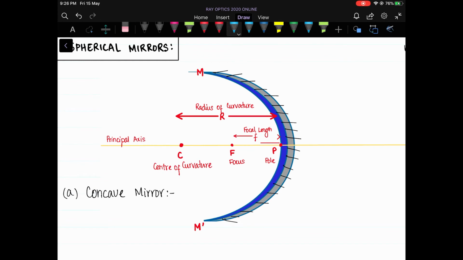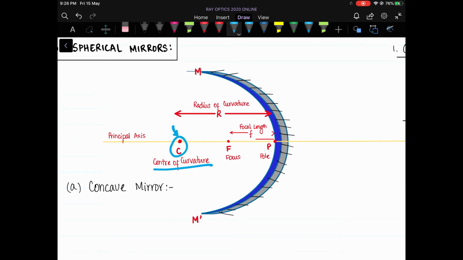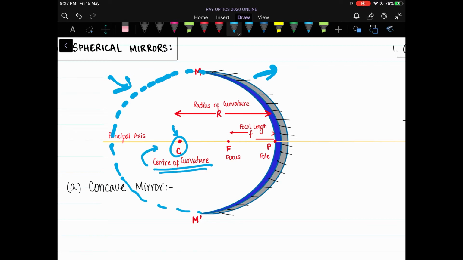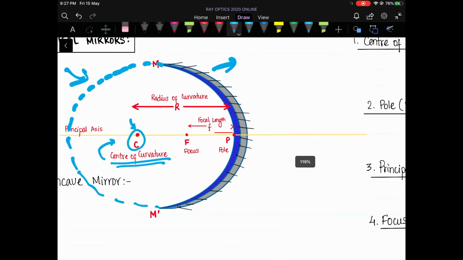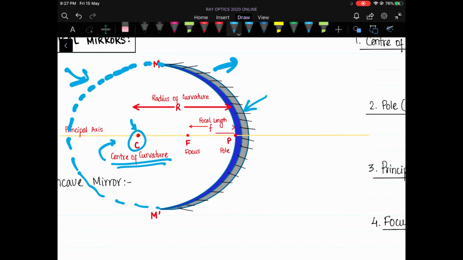First of all, we have this center C, which we call the center of curvature. Now this center of curvature is the center of the sphere from where we have cut out our mirror. You already remember our mirror was cut out from a sphere. Now that sphere should have some center. This is the center of curvature. Now proceeding to your actual mirror, it is here. This point is just in space. There's nothing here. The actual mirror is this.